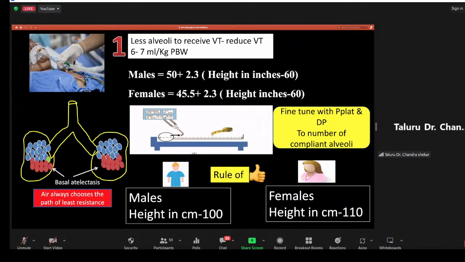And this is the formula. If you want, I can send the slides also, and you can collect them from Dr. Johnson. So the whole idea is a reduced tidal volume. The starting point is 7, and you can go down to 6. In ARDS, you can go down to 5, and in rare cases we do go down to 4, but those patients rarely survive. When you go below 4, the patient has to go to ECMO. So that is the starting point, and from there the fine tuning is with P-plat and driving pressure. I've told you how to get the P-plat and driving pressure. I'll tell you the numbers in the subsequent slides.